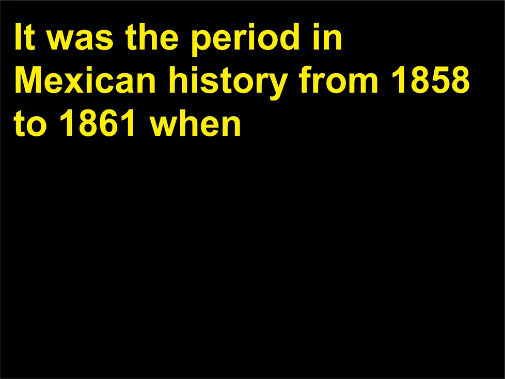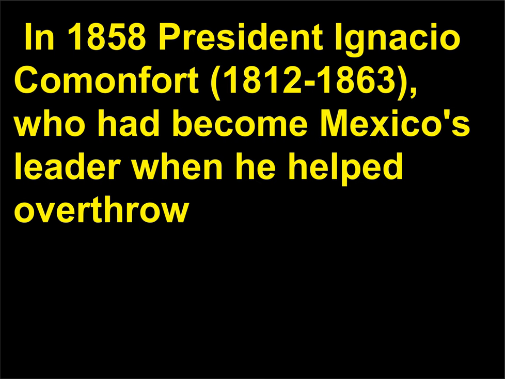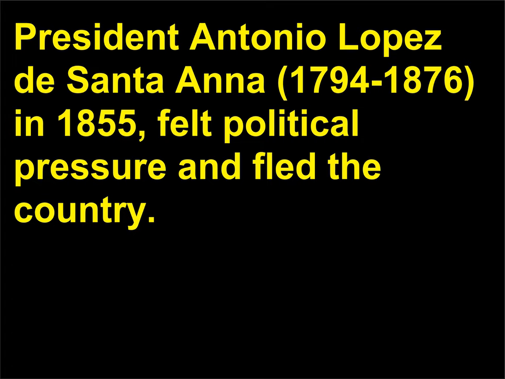It was the period in Mexican history from 1858 to 1861 when the Federalist government collapsed and civil war ensued. In 1858, President Ignacio Comonfort, 1812 to 1863, who had become Mexico's leader when he helped overthrow President Antonio López de Santa Anna, 1794 to 1876, in 1855, felt political pressure and fled the country.